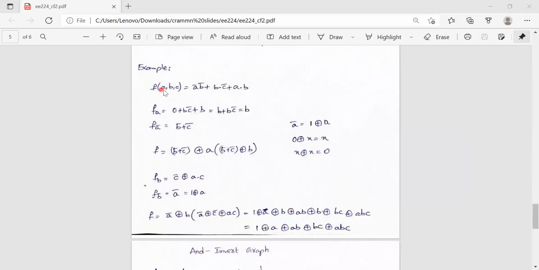Another way is decomposition: choose b as a variable. And fb bar is found out, and we substitute in f of x, and we will get this simplified form. And we use these identities here to simplify this f function to this Reed-Muller form.